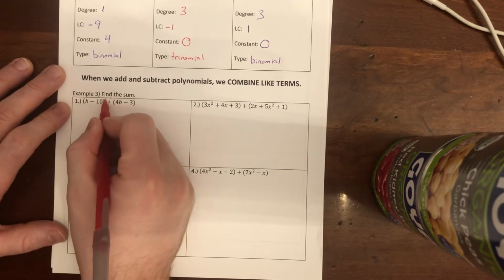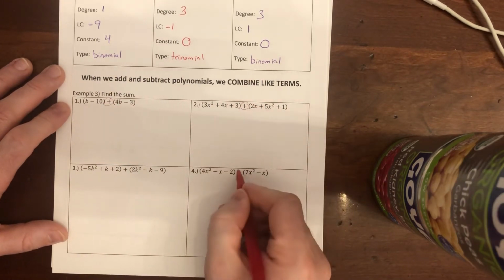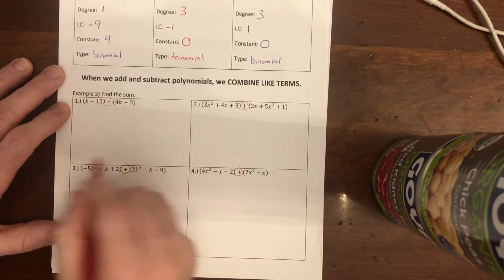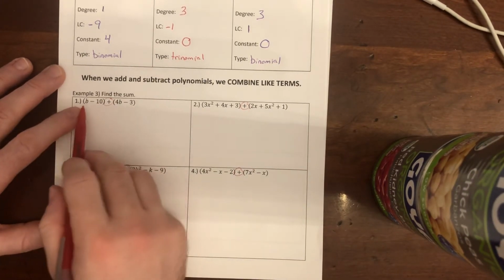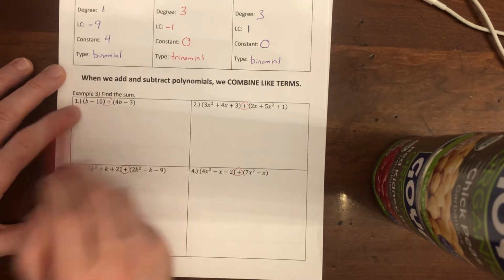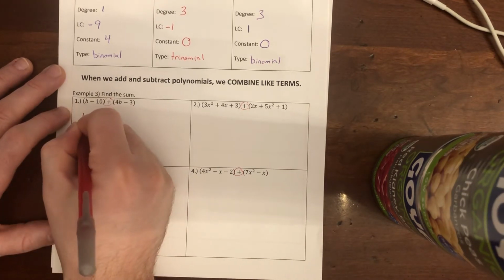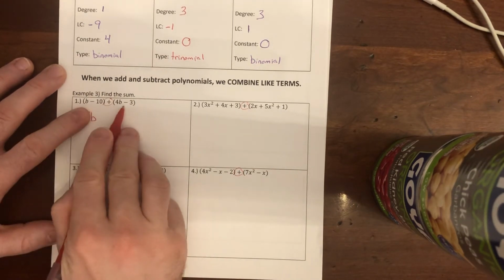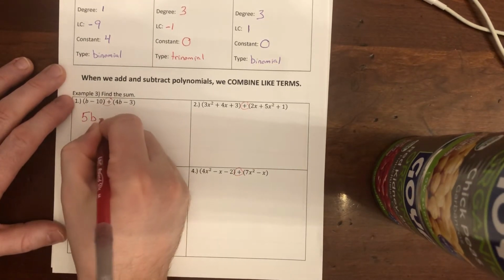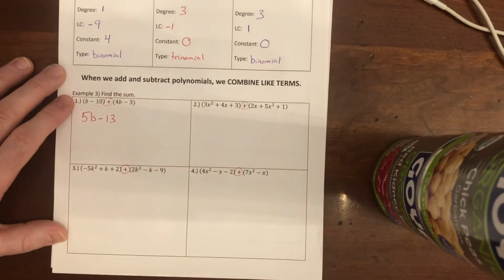We always want to look at this middle sign to tell us what we're going to have to do here. All right, if it says find the sum, it's addition. All right, but it's very important we pay attention. So we're going to add these like terms. Well, what's b plus 4b? 5b. And then we would do negative 10 plus negative 3, which is negative 13. All right.